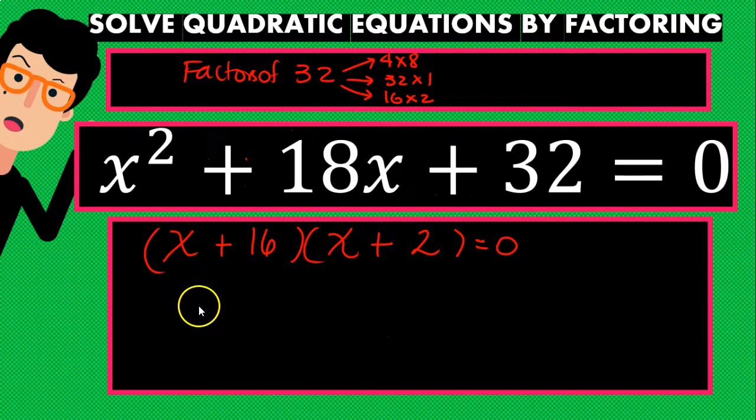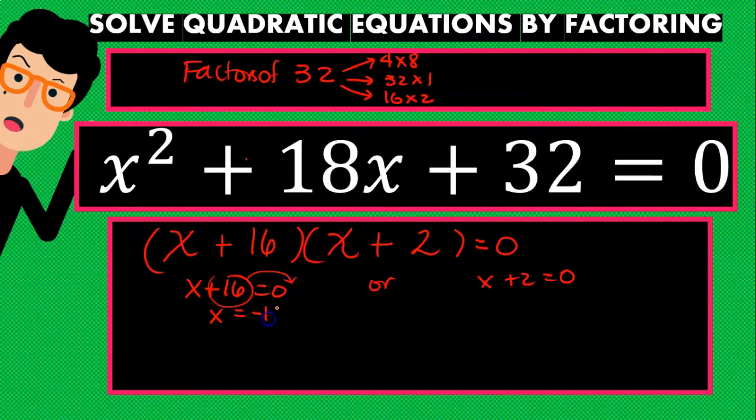So now that we have done that, we can actually use the zero product property. In this case, because we have two parentheses being multiplied and that is equal to 0, we can say that the first parenthesis is equal to 0 or that the second one is equal to 0, right? So in this case, we have x plus 16 is equal to 0. So the 16 passes to the other side. So x is equal to minus 16, and that is one answer.